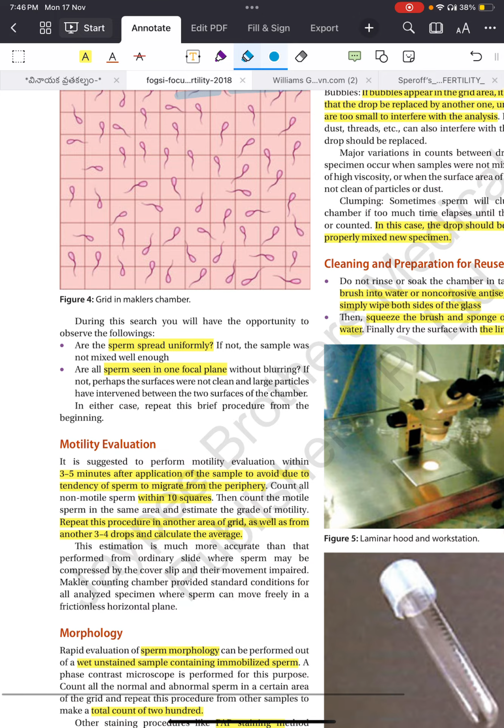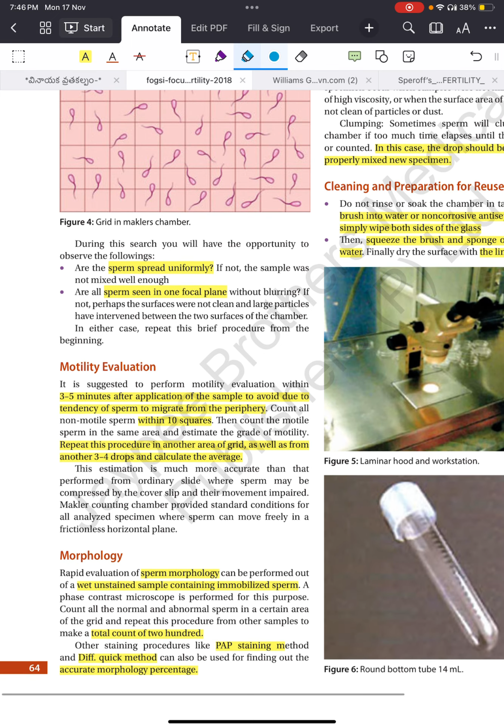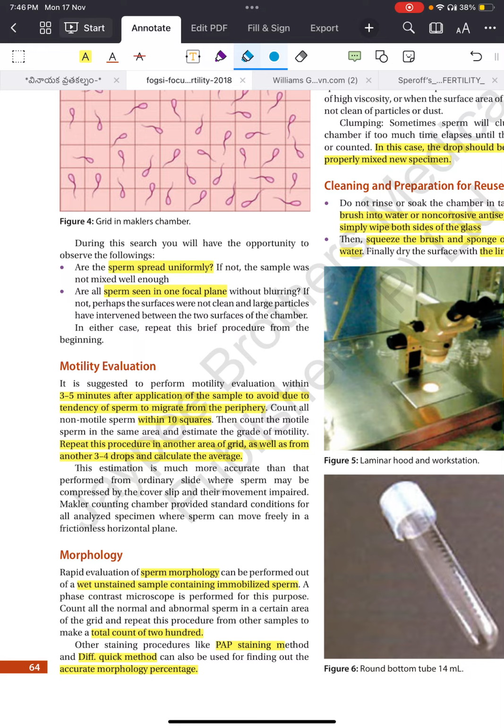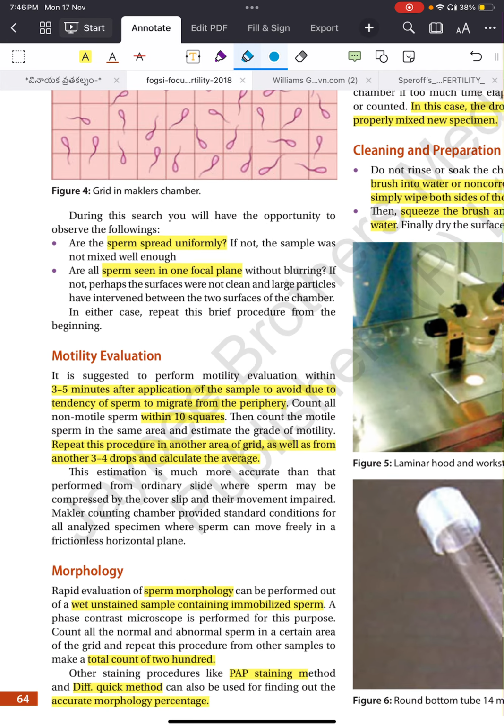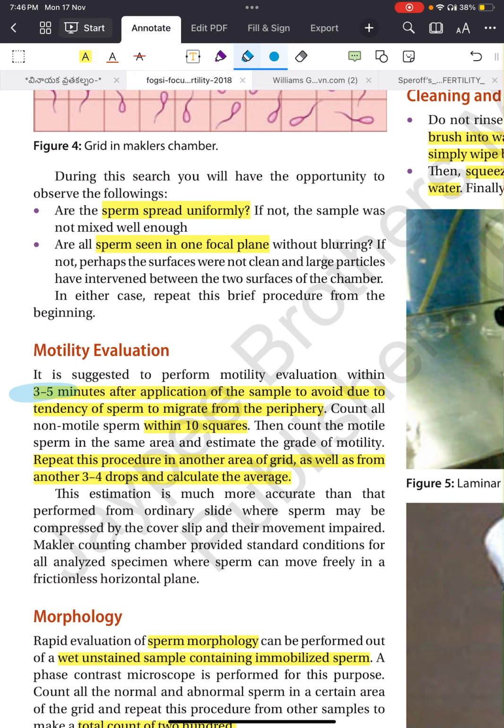Coming to motility evaluation. Motility evaluation is done within 3 to 5 minutes after application of the sample, because only in those 3 to 5 minutes should you observe, as the sperms have a tendency to migrate to the periphery. Non-motile sperms are counted in 10 squares, then count the motile sperm in the same area and estimate the grade of motility. Repeat this procedure in another area of the grid as well as from another 3 to 4 drops, and calculate the average.